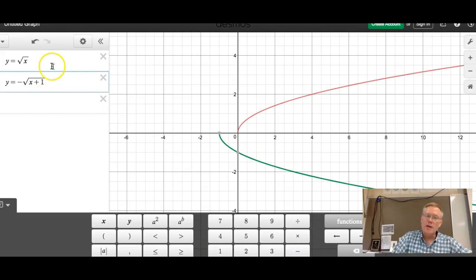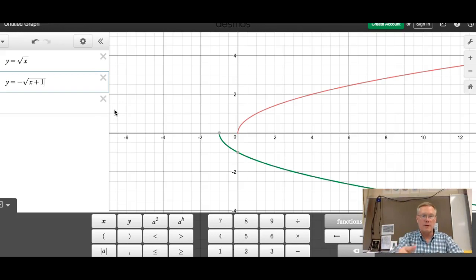Okay, so there's two things that happened. First one was it's a horizontal shift 1 to the left. And the second thing that happened is it's a reflection because A is negative. All right, so those would be the two things that happened. So those are some of the types of problems that you'll see on your next test. I might have you graph it.